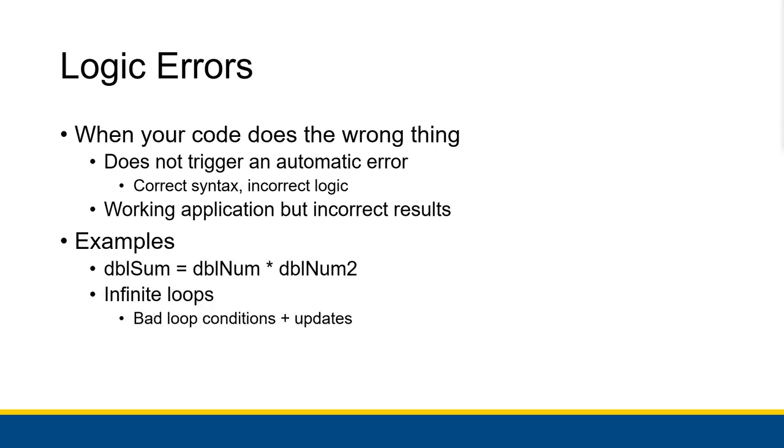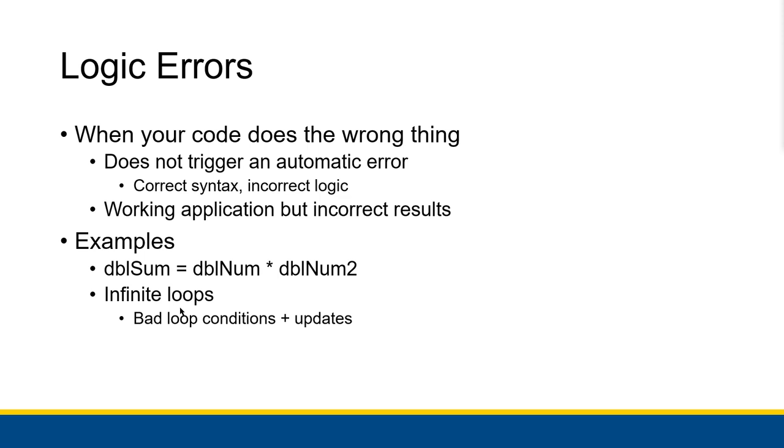Some examples are, let's say you have a variable that's supposed to contain a sum of two other variables, but you accidentally multiply them together instead of adding them together. That would be a logic error. You're trying to calculate a sum, you accidentally calculate a product instead.